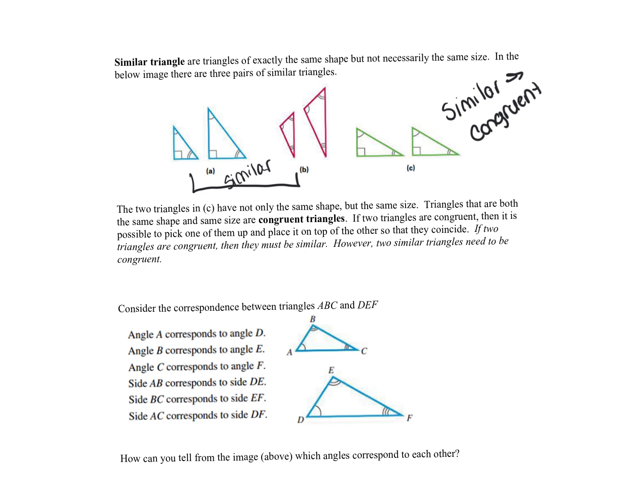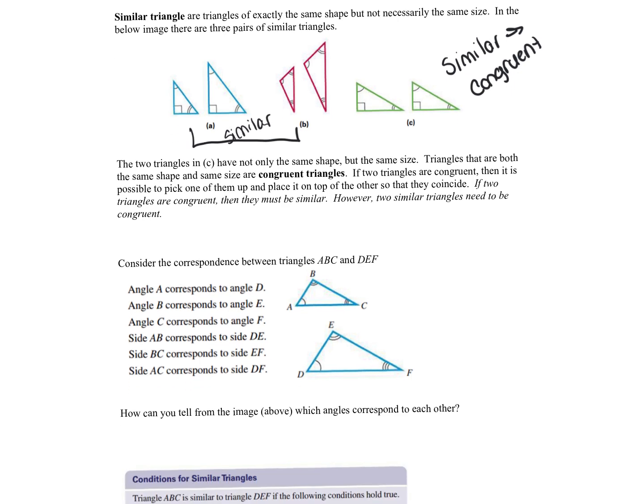If two triangles are congruent, then it is possible to pick one up and place it on top of the other so they coincide. They're exactly the same. If two triangles are congruent, then they must be similar. However, two triangles that are similar are not congruent, which is exactly what I wrote. Letter C is similar and thus congruent, but A and B are only similar.